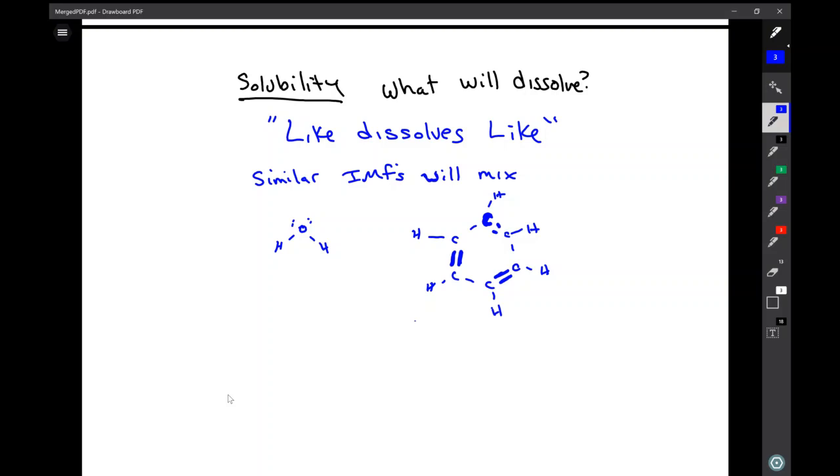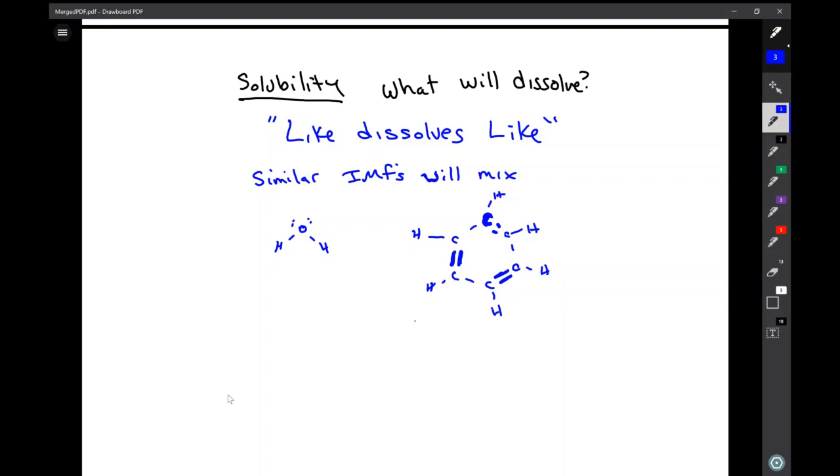So, what makes things dissolve into each other? What will dissolve in water? What will dissolve in a nonpolar or organic substance like oil? Well, that's where you get the term "like dissolves like." The way something can be soluble in something else is if they have similar intermolecular forces. So if the intermolecular forces and the structures of the solute and the solvent are very similar, very compatible, then they'll mix. You'll get a solution. If not, it's not going to happen.